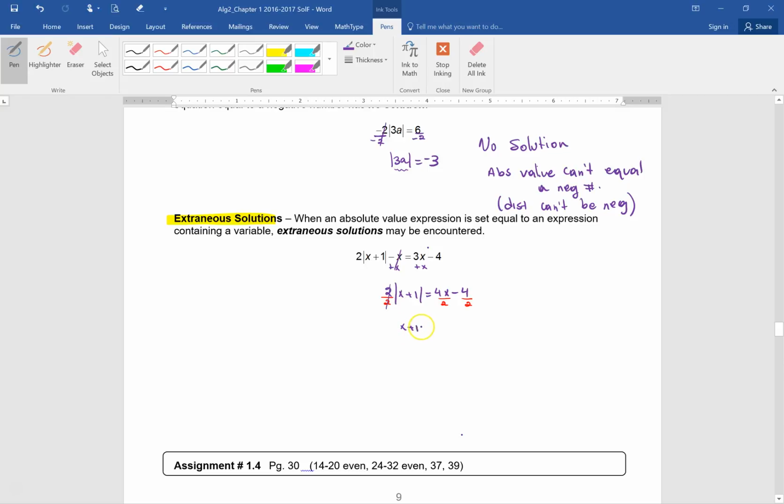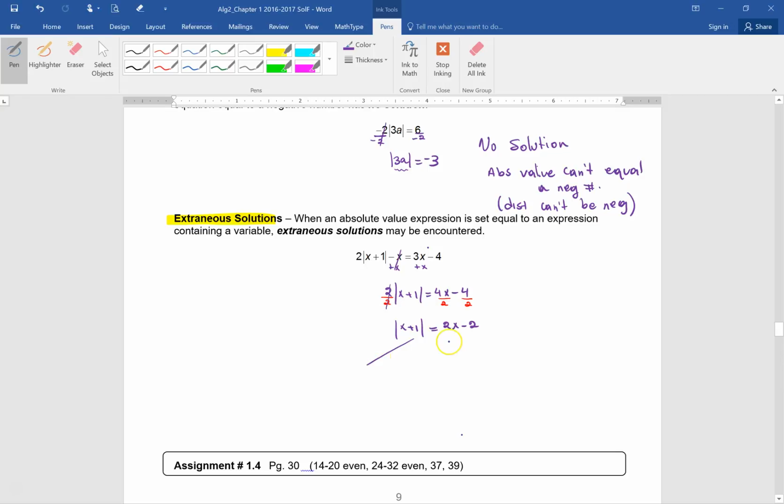x plus 1 equals 2x minus 2. Okay? Now, where is it a 3? I'm dividing 4x by 2. I added x here, so it became a 4. So now I have something. The distance from the origin is 2x minus 2. Okay? Now don't let that throw you off. You still do the same.